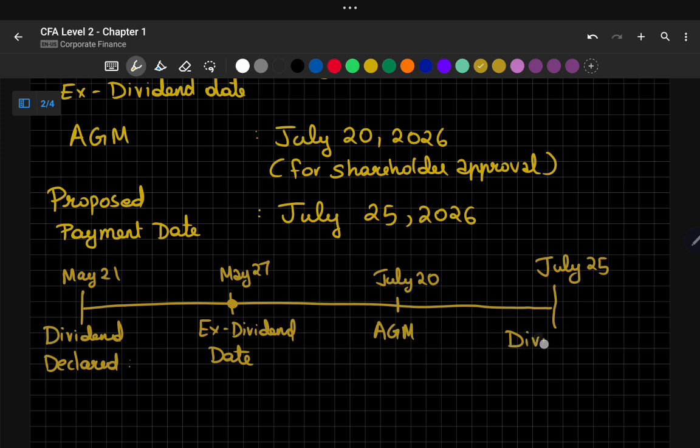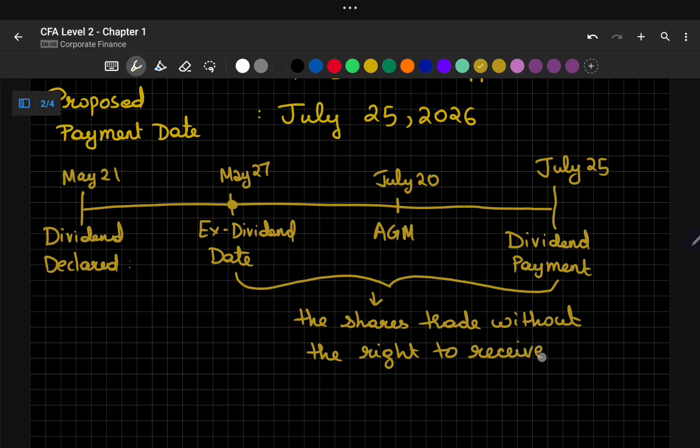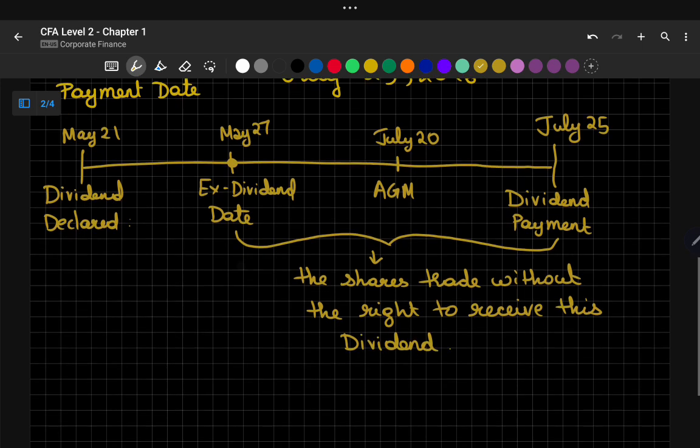So that is the dividend payment date. From this date to this date, whoever buys shares is not eligible to receive the dividend payment that is going to take place on July 25. So the shares trade without the right to receive this dividend. So that's how dividends are declared and paid out.